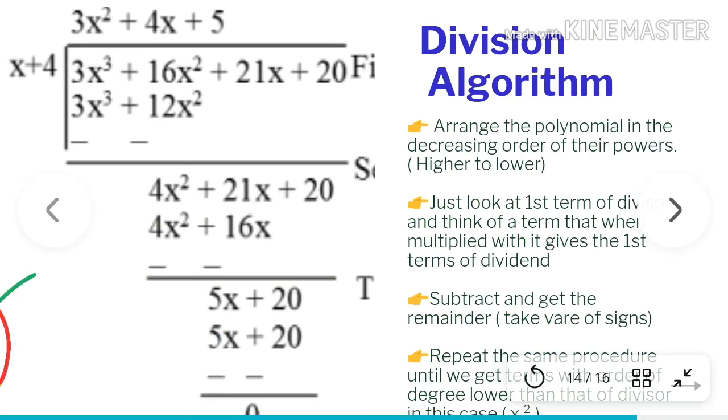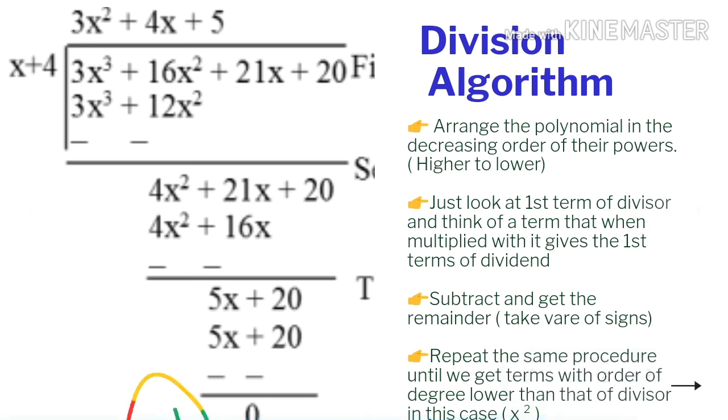Last topic of this chapter is division algorithm, where we are dividing two polynomials to get in the form dividend is equal to divisor into quotient plus remainder. What we have to do is arrange the polynomial in decreasing order of their power. Just look at the first term of the divisor and think of the term that will multiply with it, which gives the first term of the dividend.